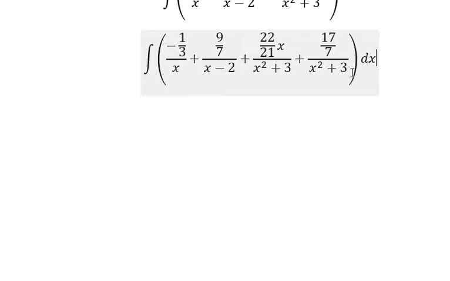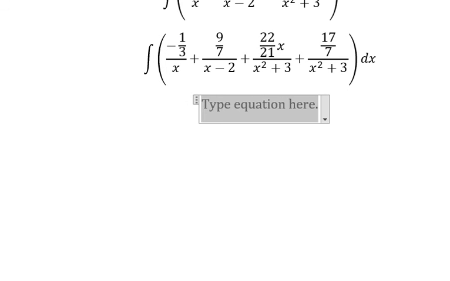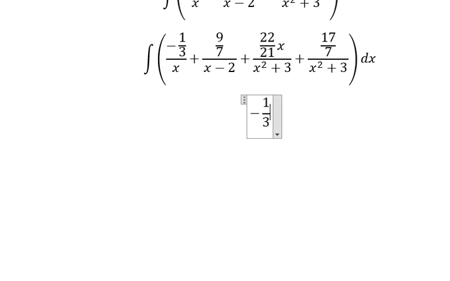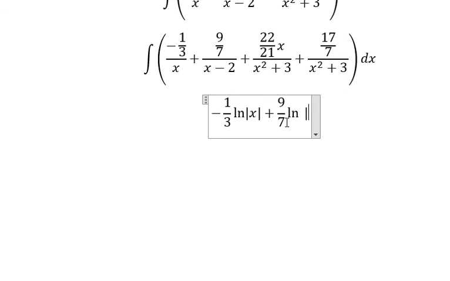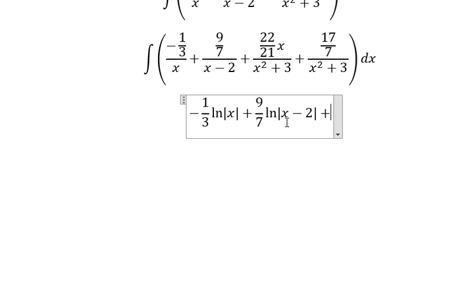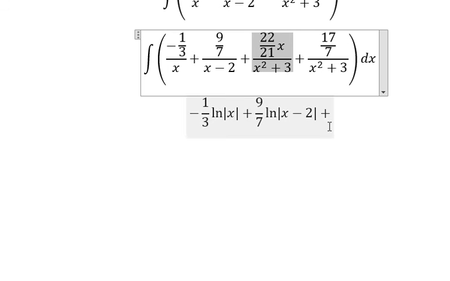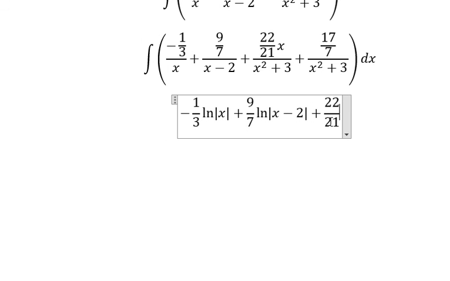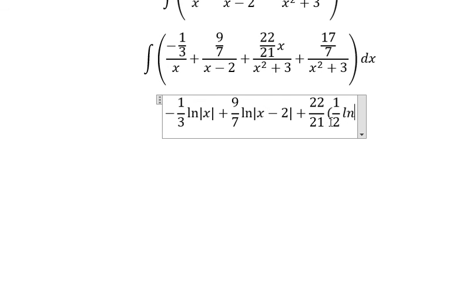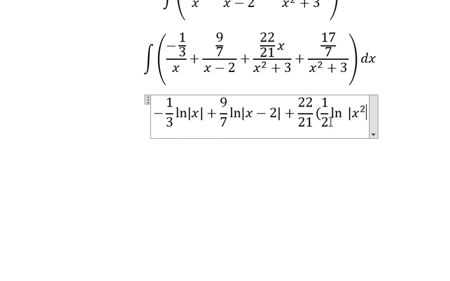So we have the final answer. The integration of this one, we have negative 1 over 3 ln of the absolute value of s. The integration of this one, we have 9 over 7 ln of the absolute value of s minus 2. The integration of this one, we have 1 over 2 ln of the absolute value of s squared plus 3.